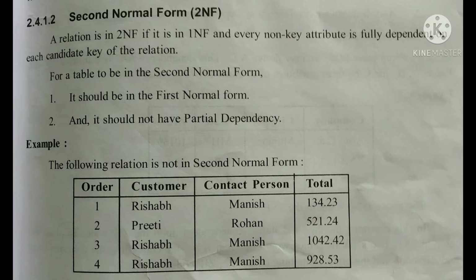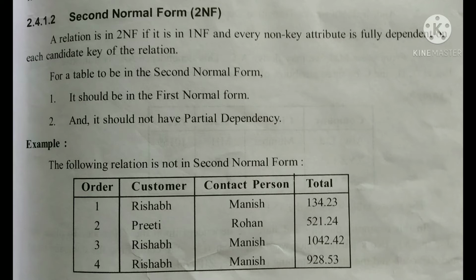For example, consider the following table, which is not in second normal form. Why are we discussing that one? You have 4 columns with atomic values, all values filled, and columns of the same domain. The first column is Order, the second column is Customer, the third column is Contact person, and the fourth column is Total. The orders are 1, 2, 3, 4. These are the tuples in the first column.